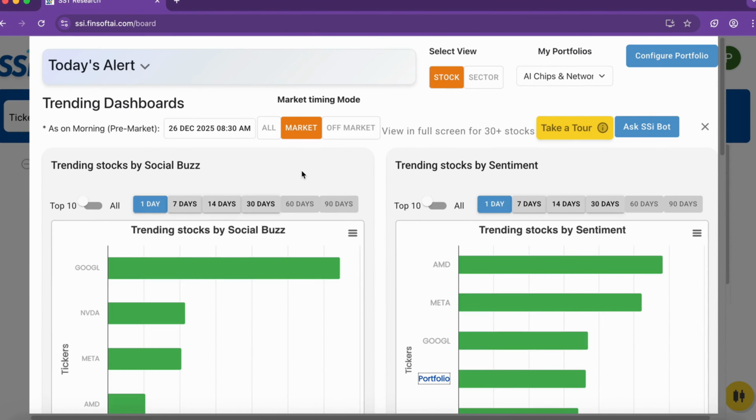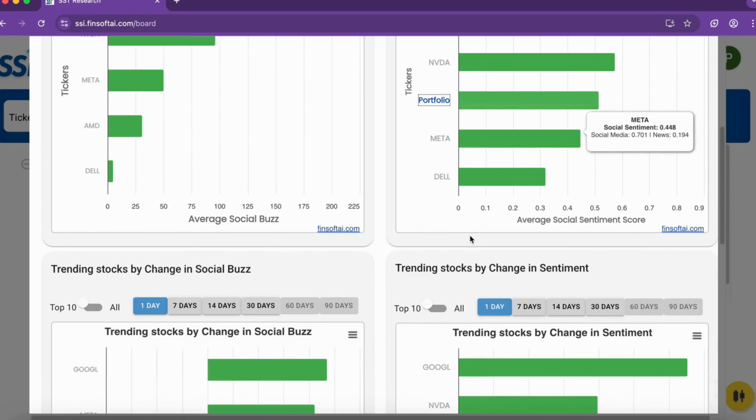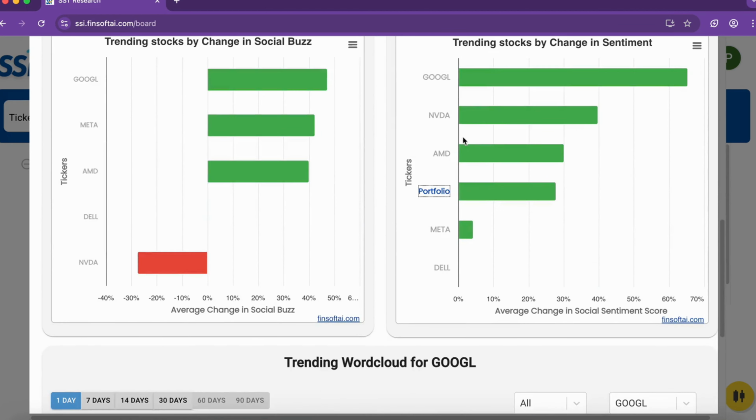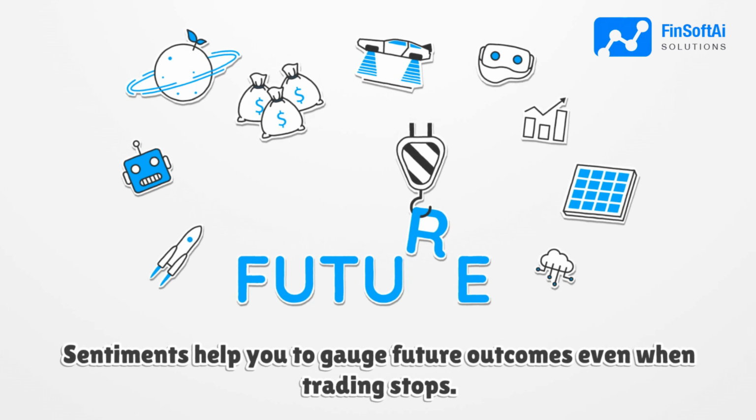Separate market and off-market sentiment to see what's driven by trading and what's driven by news, media, and external factors. When markets are closed, sentiment acts as a proxy for price, helping you gauge direction even when trading stops.